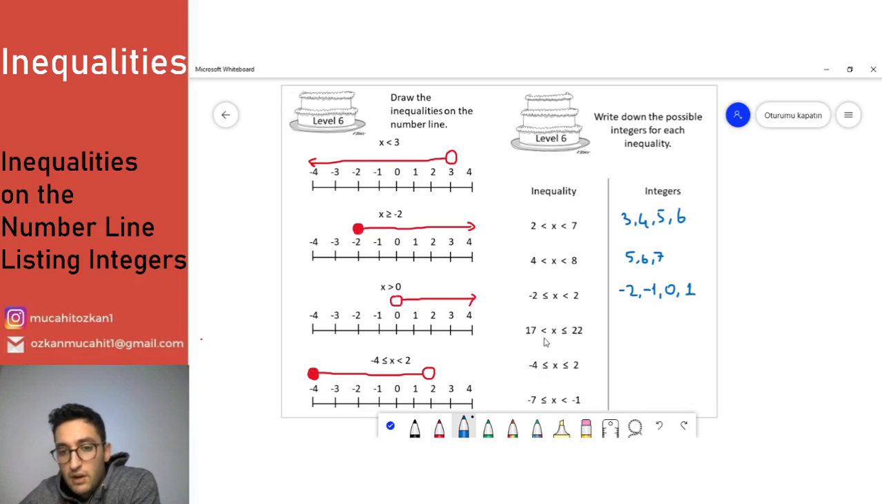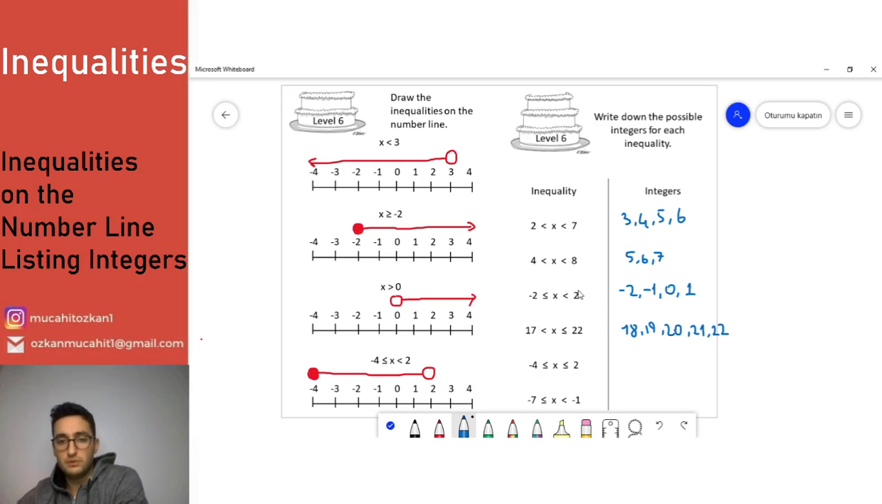Next example, x is between 17 and 22. So x is greater than 17 and less than or equal to 22. Greater than 17, we have 18, 19, 20, 21, and x can also be 22 because it says x is less than or equal to 22.